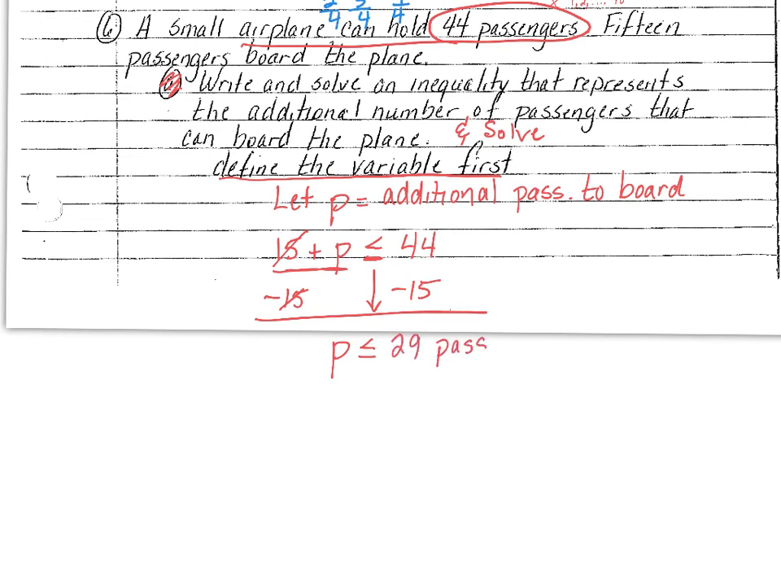Can you have a negative number of passengers? Can you have negative people? No. So this is saying you can really have 0 to 29 more passengers. Make sense?